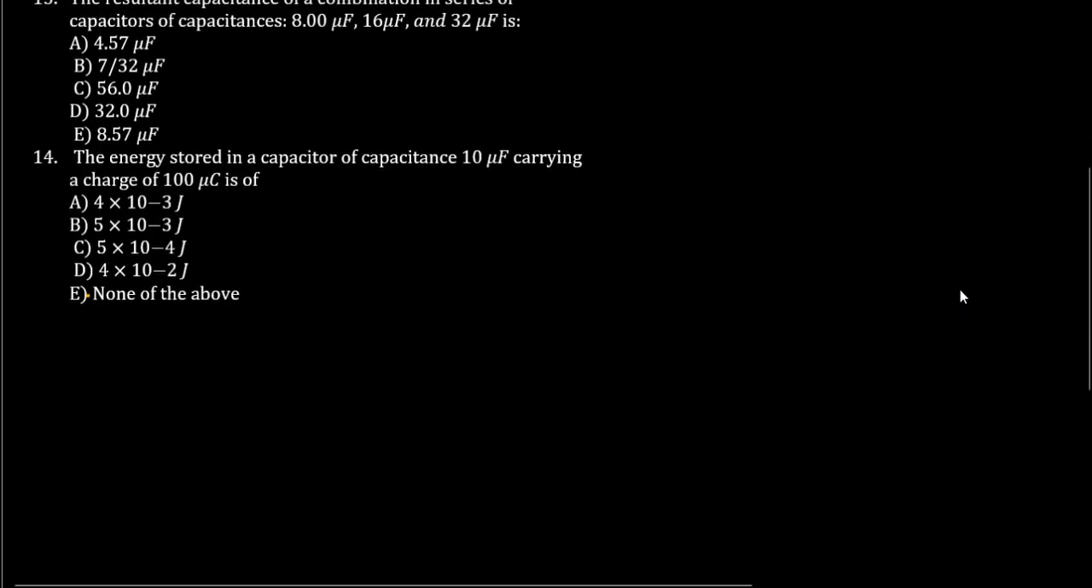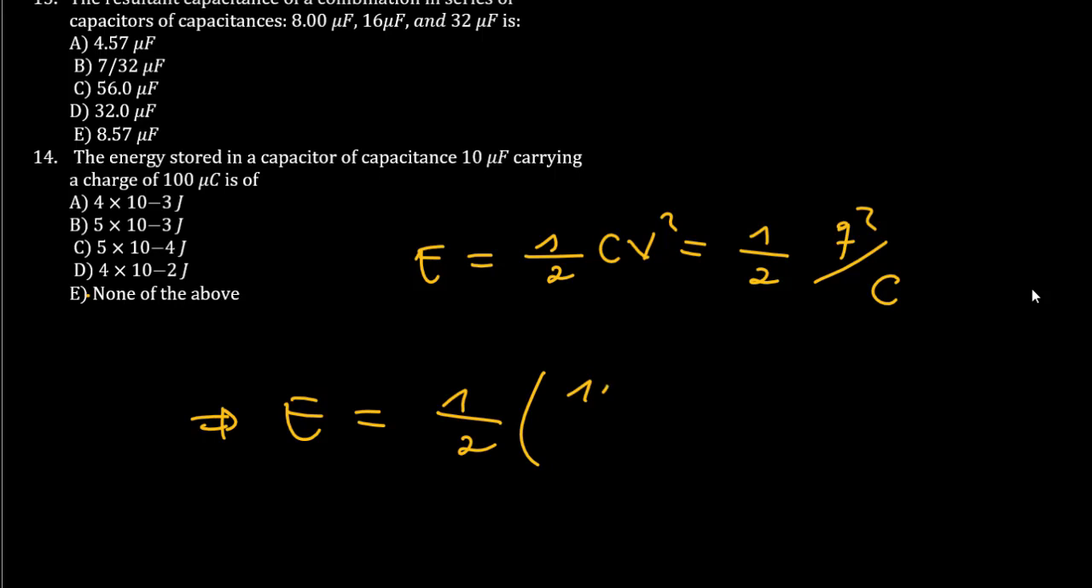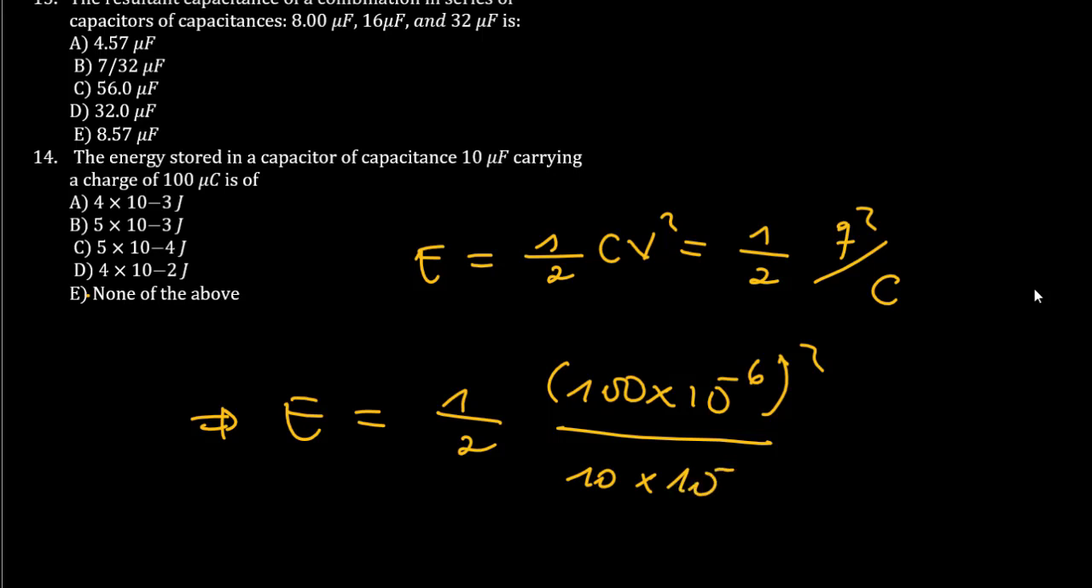is of. So E is equal to a half CV squared, which can also be simplified to a half Q squared divided by the capacitance, since we have the capacitance and the charge. So this means E will be equal to a half times the charge squared, that's 100 micro, times 10 to the negative 6. So I'm going to square all of that, divided by the capacitance. The capacitance is 10 microfarad, so that's 10 times 10 to the negative 6.